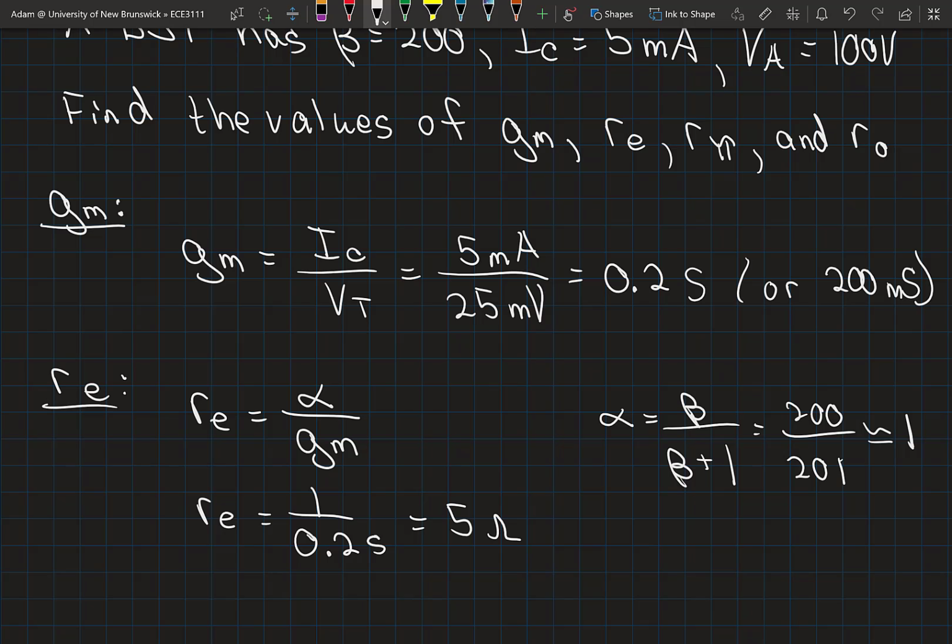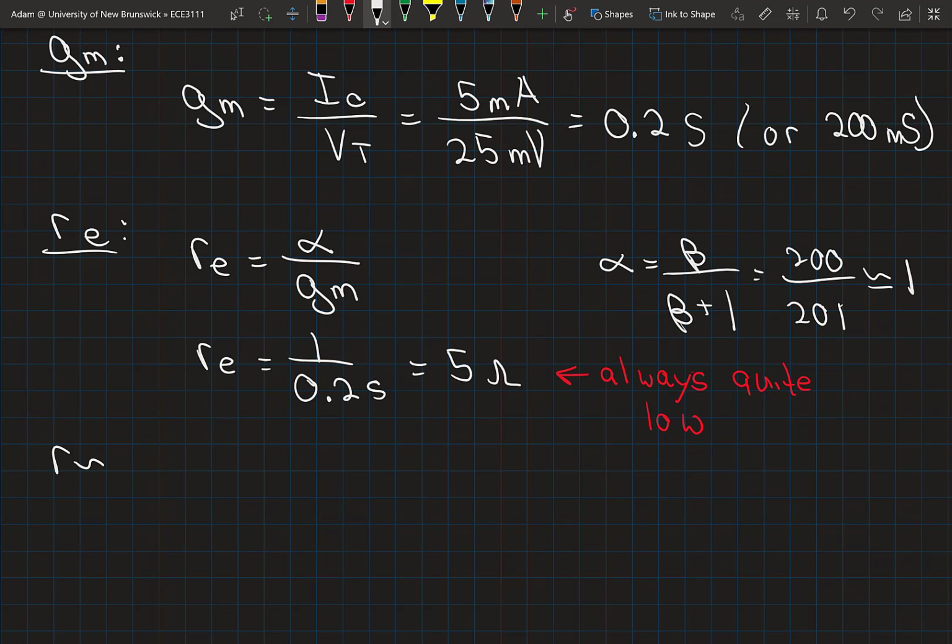Okay, a bit of a sanity check of your answers here. We should expect this intrinsic emitter resistance to always be quite low. We looked at currents of 1 milliamp where it was 25 ohms. Here we have currents of 5 milliamps, and it's 5 ohms. But if you're getting values in the kilo ohms, you should be questioning what you're doing.